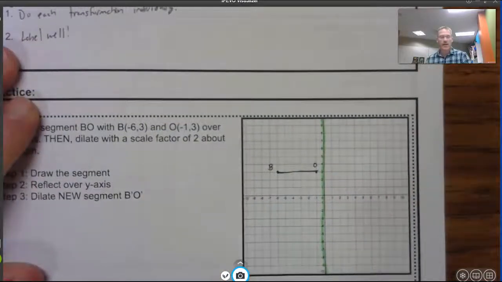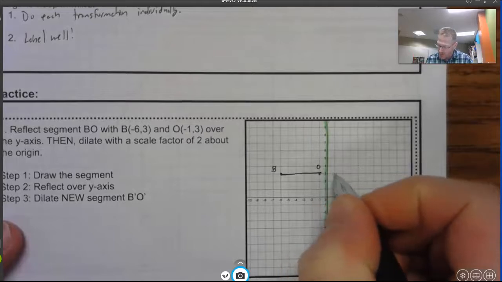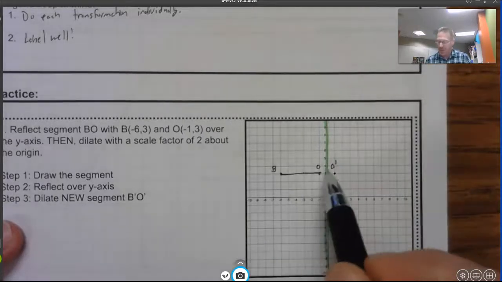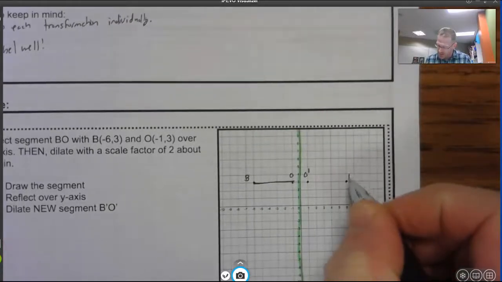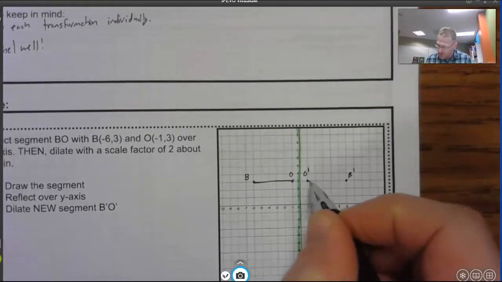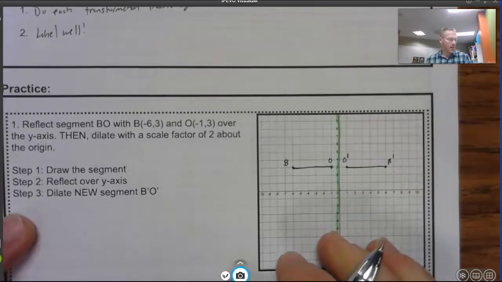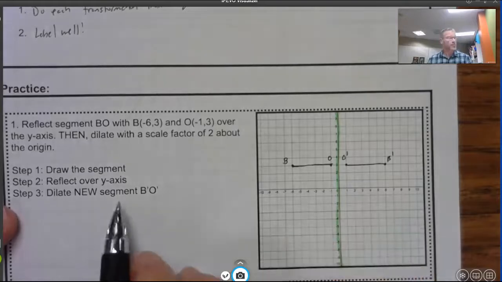And then we know that to reflect, I just have to be the same distance away. So O is 1 to the left, so now O prime, and there's that labeling, right? It's going to be 1 to the right. Okay, B is 6 to the left, so now B prime will be 6 to the right. So there's B prime. So there is our first part, okay? Now, we want to dilate our new segment BO, okay?